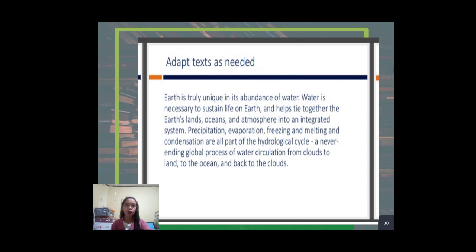Earth is truly unique in its abundance of water. Water is necessary to sustain life on Earth and helps tie together the Earth's lands, oceans, and atmosphere into an integrated system. Precipitation, evaporation, freezing and melting, and condensation are all part of the hydrological cycle, a never-ending global process of water circulation from clouds to land, to the ocean, and back to the clouds.